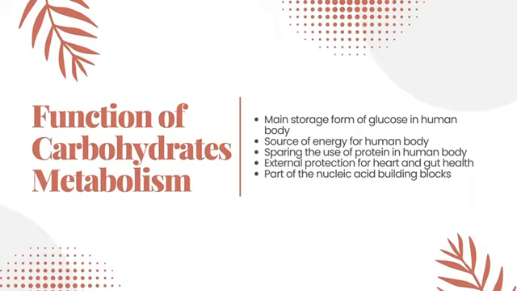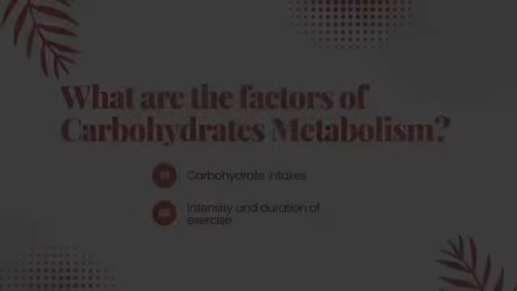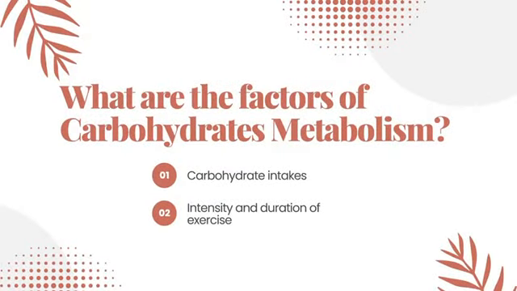Functions of carbohydrate metabolism during exercising. First one is the main storage form of glucose in the human body. Source of energy for the human body. Sparing the use of protein in the human body. External protection for heart and good health. And the last one is part of the nucleic acid building blocks. The determinants of carbohydrate metabolism during exercising are carbohydrate intake and the intensity and duration of exercise.